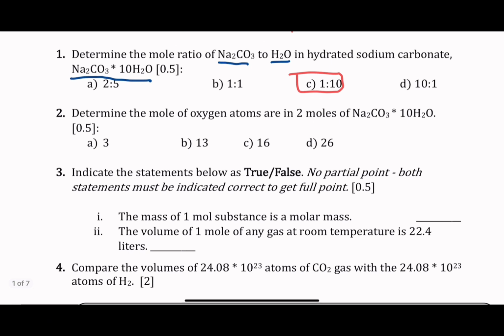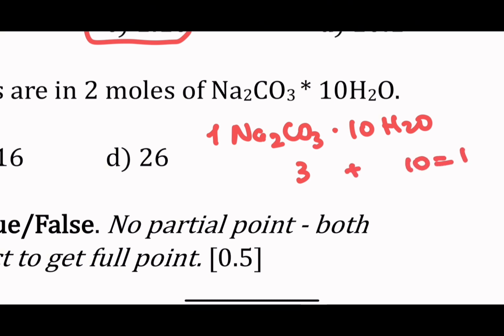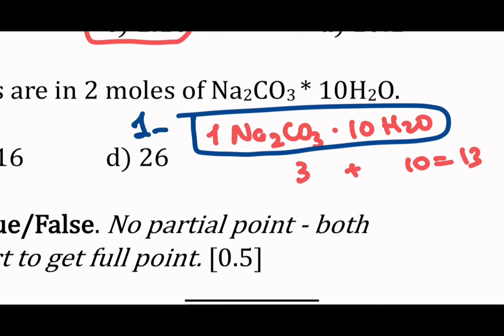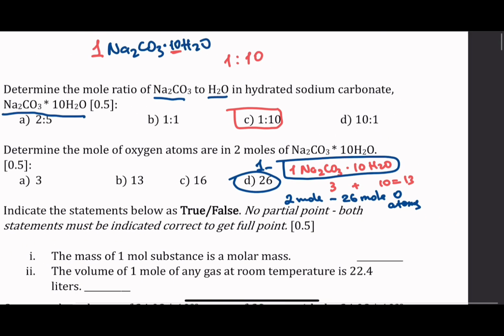Now, the second question is asking to determine the moles of oxygen atoms in 2 moles of this. So we know that in 1 mole, I have 3 mole oxygen coming from here and 10 over here, so altogether it is 13. Now this is for just 1 mole of this hydrate. If I have 2 mole of those, I will have 26 mole of oxygen atoms. So that's why the answer is going to be 26.